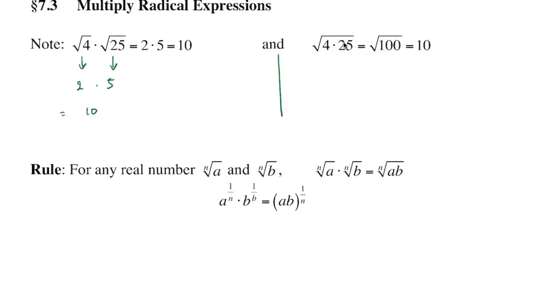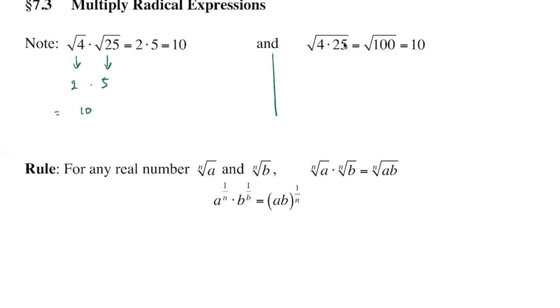Now, if we try something new and say, what if I don't want to take the square root individually? What if I want to multiply the radicands and take the square root of the result? Would I get the same answer? And the answer is yes. We multiply the radicands first, get 100 in the radicand, and then take the square root of that, which gives us the same answer.